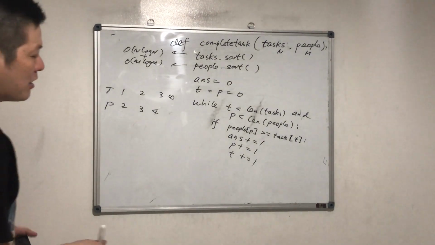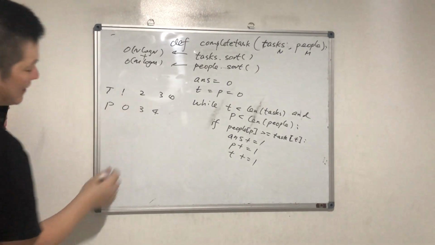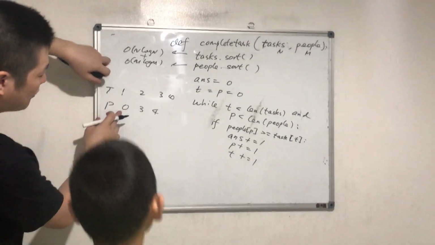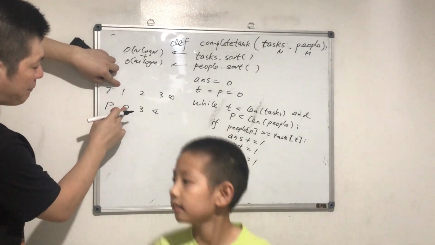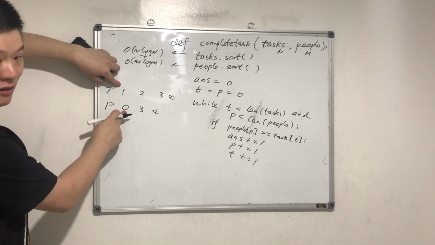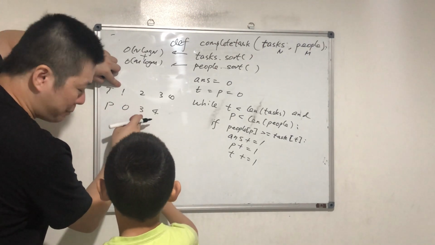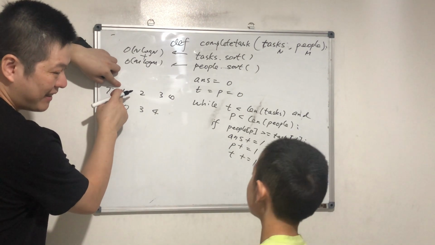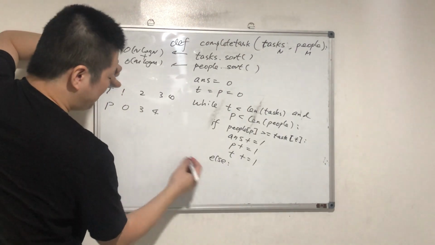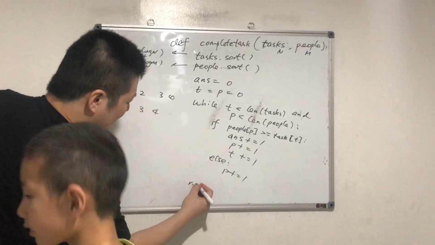Now look. Let's say if this is 0, people with strength 0, no strength at all. So what happened? The person cannot handle T, so what should we do now? We shall move P, right? We should try the next person to see if we can finish. So P plus equals 1, right? And return what?